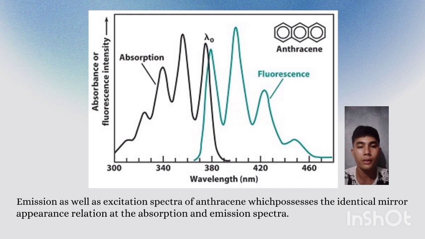And the green curve is the fluorescence spectrum, which shows the light emitted by the atrazine after it absorbs energy and returns to its ground state. These peaks are shifted toward a longer wavelength. This shift is known as the Stokes shift, and it happens because some energy is lost during internal processes like vibrational relaxation before light is emitted.